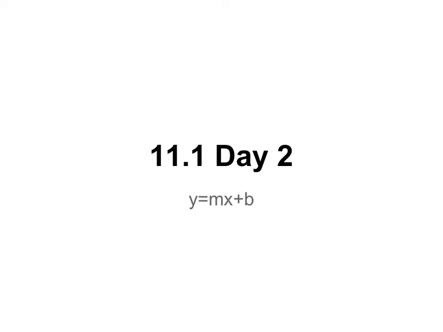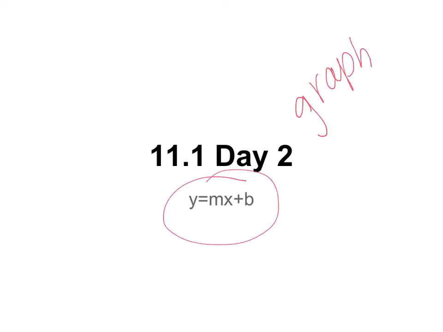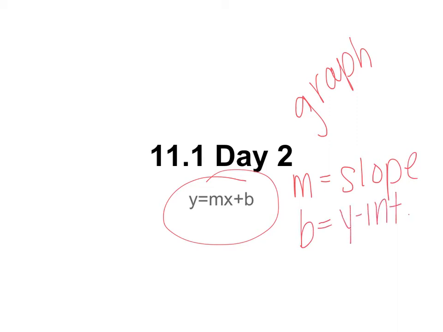Okay, today we're going to continue with 11.1, which is going to continue to graph. And we are going to continue to talk about y equals mx plus b. So remember, slope is what m stands for, and b stands for your y-intercept.